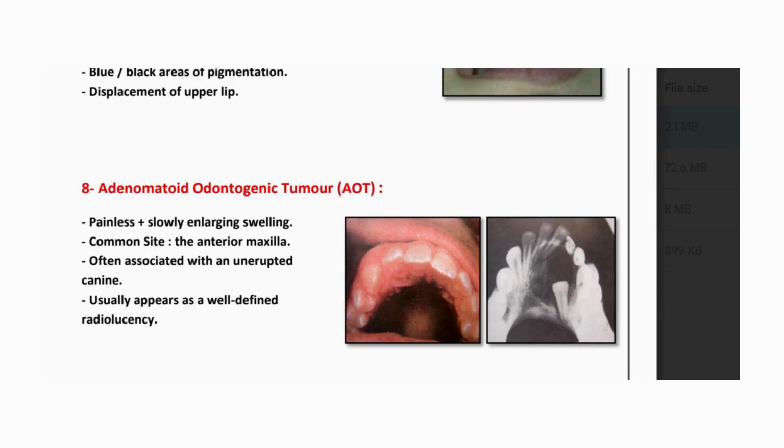The type of question which may come over here: they may give you a patient who comes to you with this presentation, and on examination you find this particular site has that swelling, and this is the radiograph. So what do you diagnose? What do you think it is? Or there may be a direct question like, what is the most common site of AOT? They may give you four options: anterior maxilla, posterior maxilla, anterior mandible, posterior mandible, and then you will have to get the correct answer. All right.